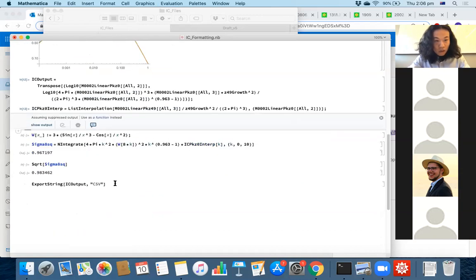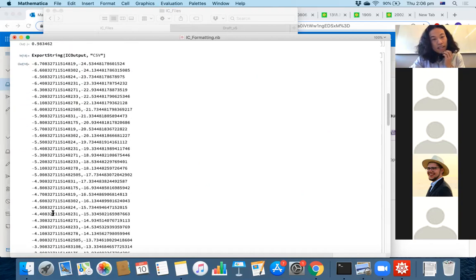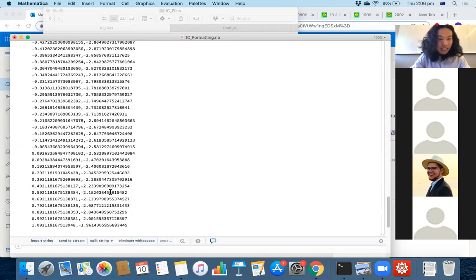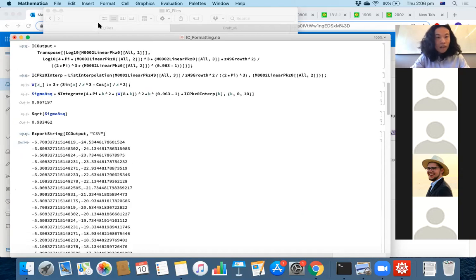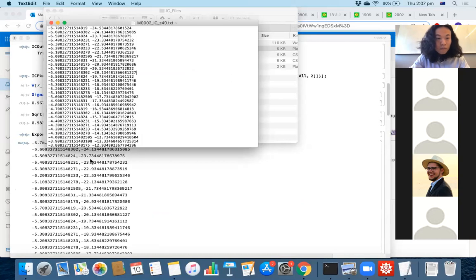And yeah, so now if you export string, you get these two columns: the log 10 K and the log 10 of P of K. So you get this out, and that's the text file you want to give Ngenic. I called it this. It has to be a .txt file.